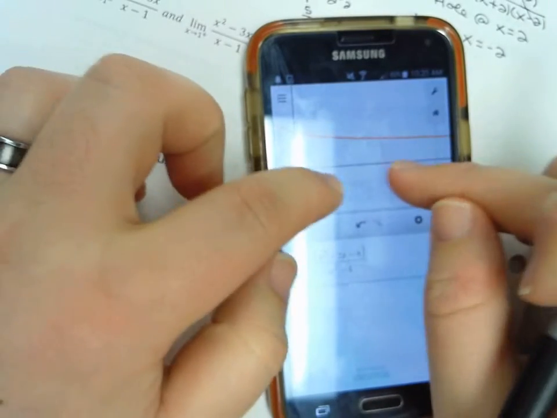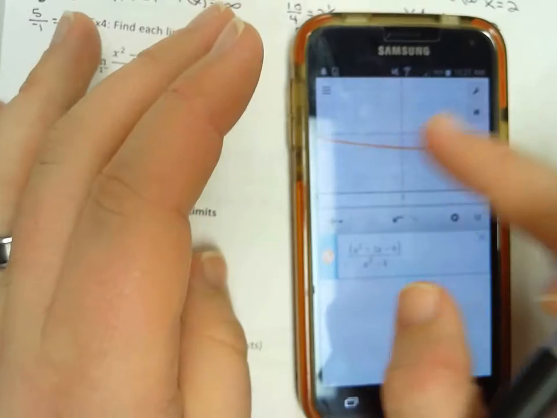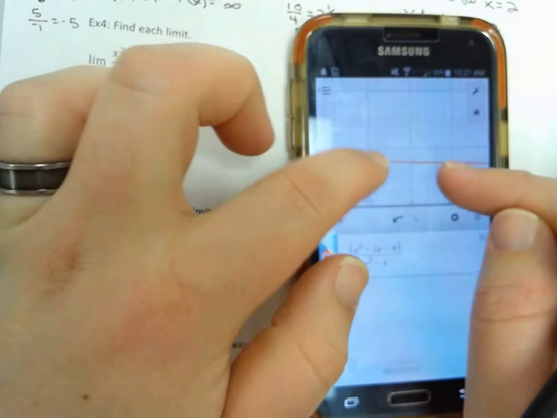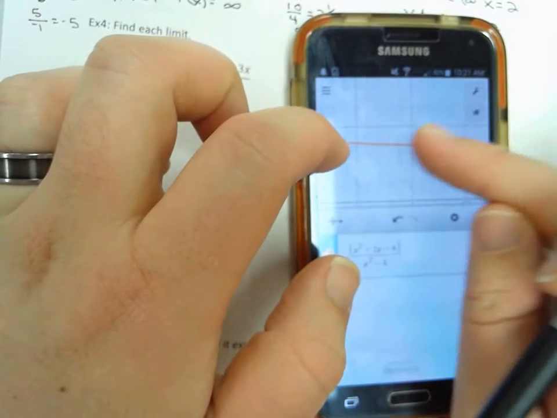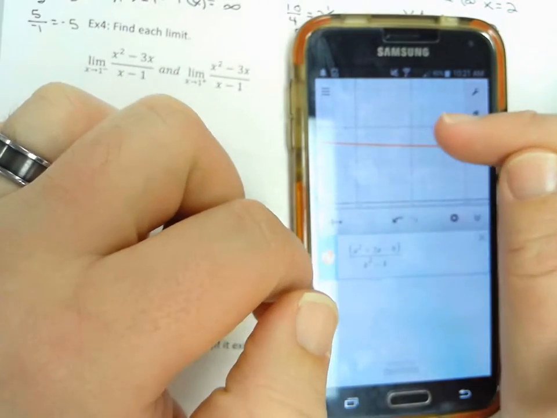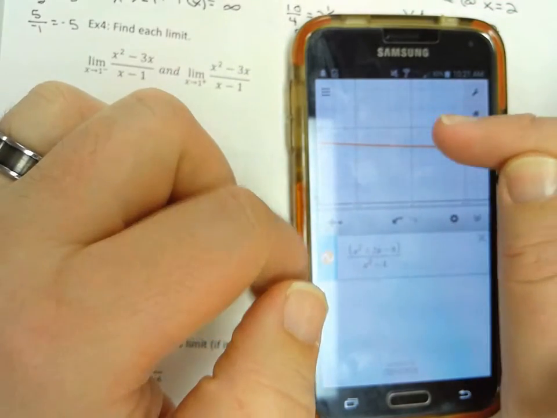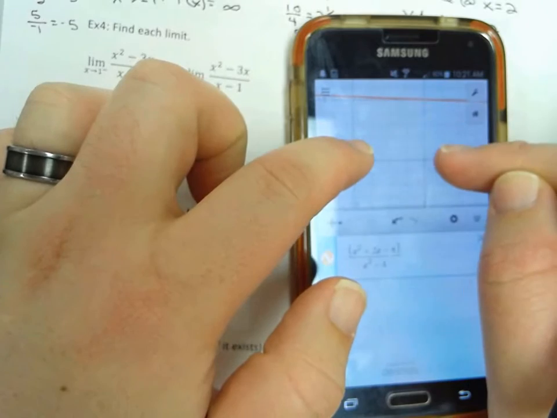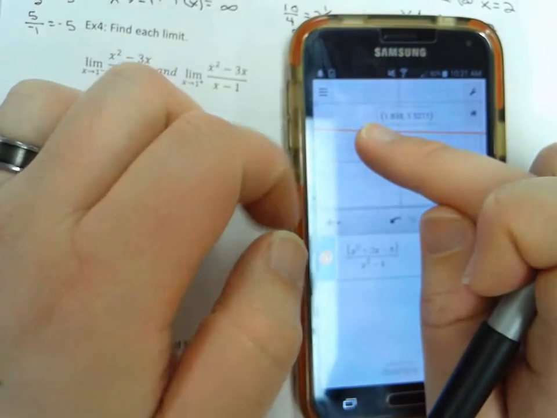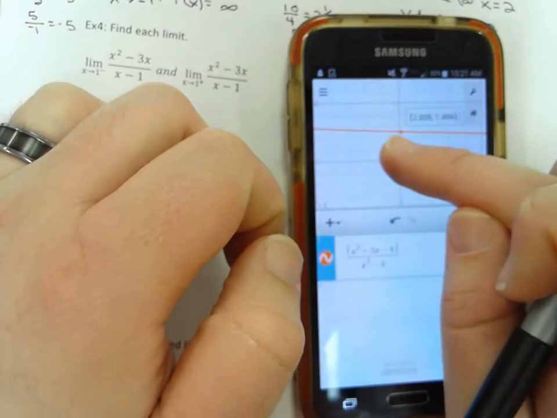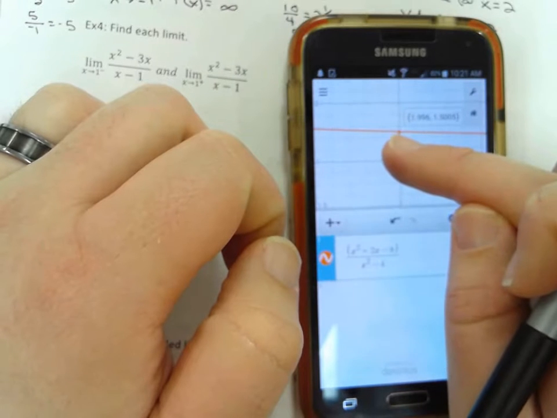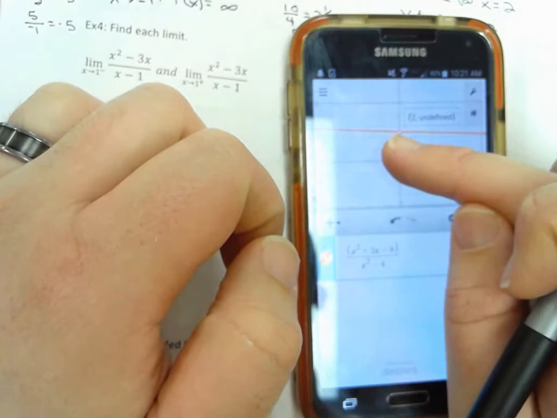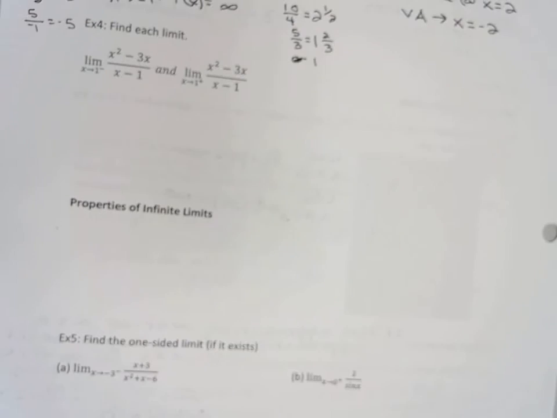Do you zoom up? Does it see it? It should just show up. Then click and drag over to 2. Oh, yeah, okay. So if you click and drag over to 2, you can see that it's undefined at 2. It's hard to tell now, but yes, there will be a hole there if it doesn't show up.